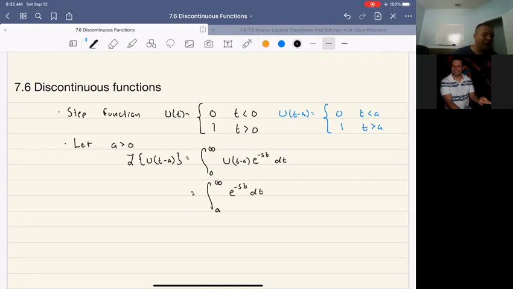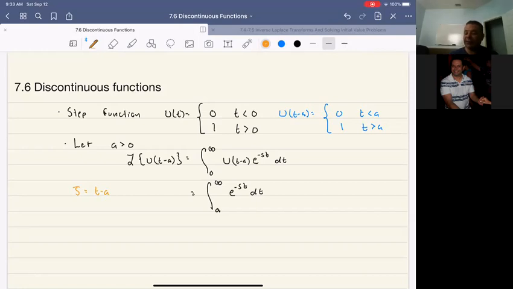Okay, so now there's a couple ways that we can do this. We can just do this integral directly, actually, but I'm going to show you a trick that we're going to use for a lot of these. So we're going to do just a quick substitution. Let our substitution, let's call it tau, equal t minus a. All right, tau equals t minus a.